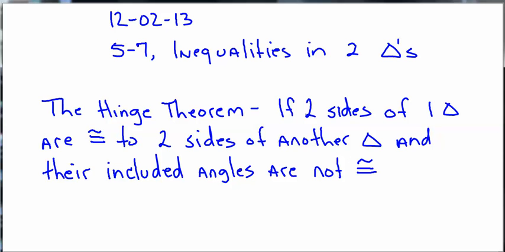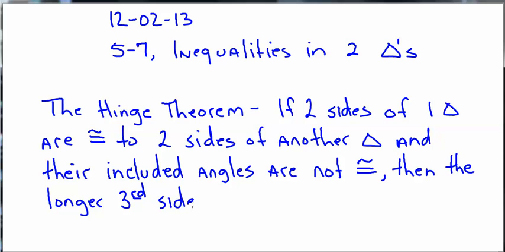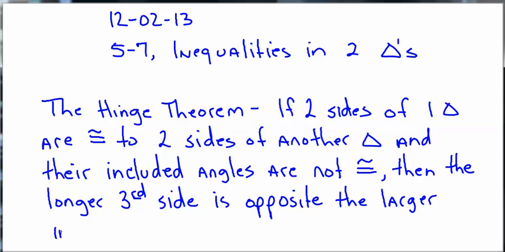Okay? If two sides of one triangle are congruent to two sides of another triangle, and their included angles are not congruent, then the longer third side is opposite the larger included angle.